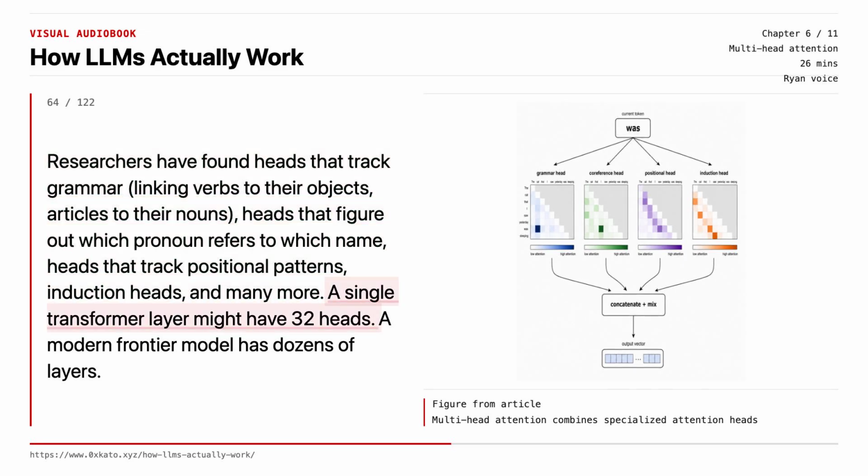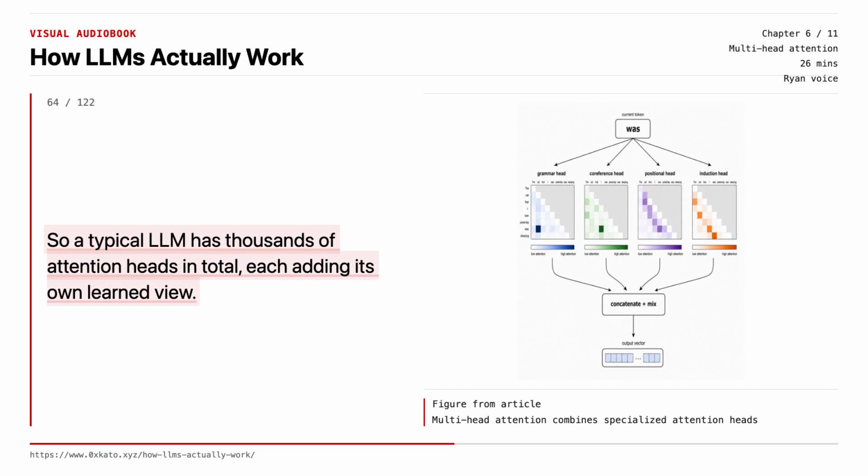A single transformer layer might have 32 heads. A modern frontier model has dozens of layers. So, a typical LLM has thousands of attention heads in total, each adding its own learned view.